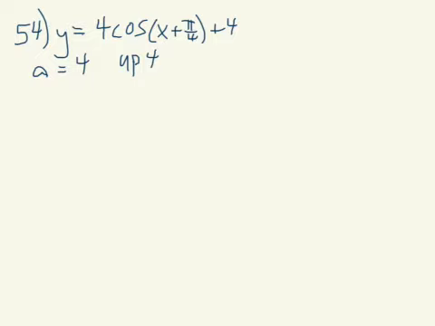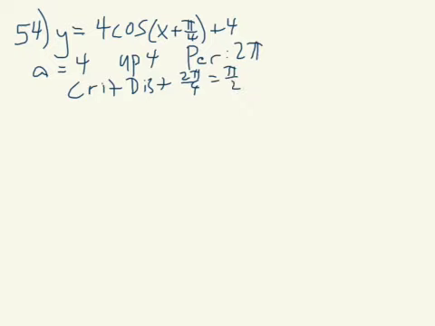There's not a period change, so the period is still going to be 2 pi, and therefore the critical distance, we've said is 2 pi over 4, and that means it's going to be just the regular pi over 2, which is kind of standard. And the reason is, again, because the coefficient in front of the x, the b, is 1, so therefore the period stays a normal 2 pi, and critical distance a normal pi over 2. The last thing is phase shift.